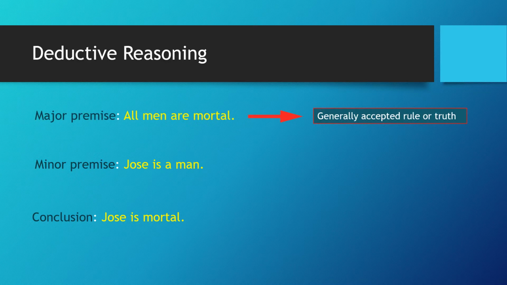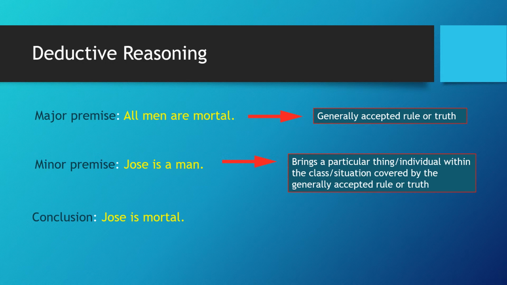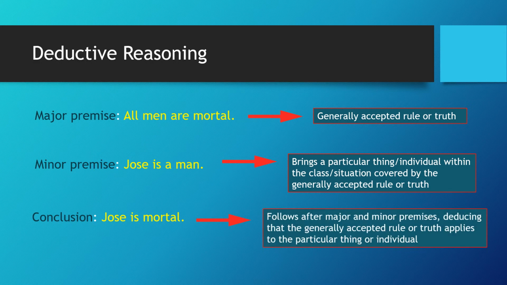truth. The minor premise, Jose is a man, is a statement that brings a particular thing or individual within the class or situation covered by the generally accepted rule or truth. The conclusion, Jose is mortal, is a statement that follows after the major and minor premises, deducing that the generally accepted rule or truth applies to the particular thing or individual.